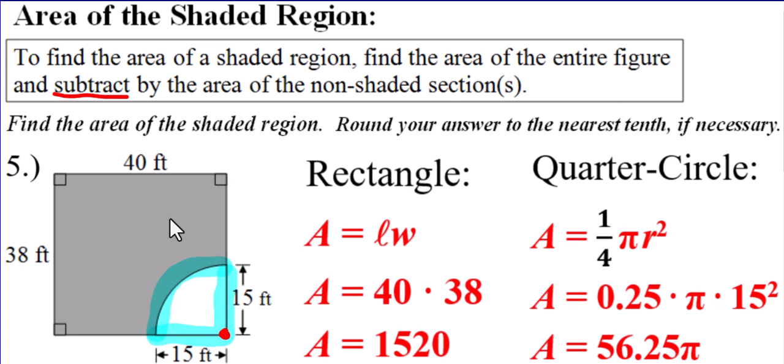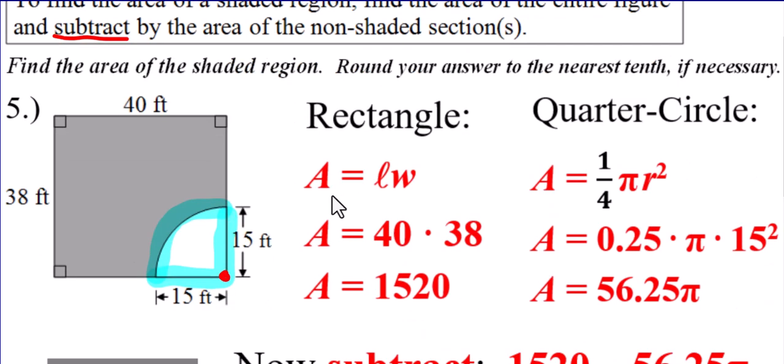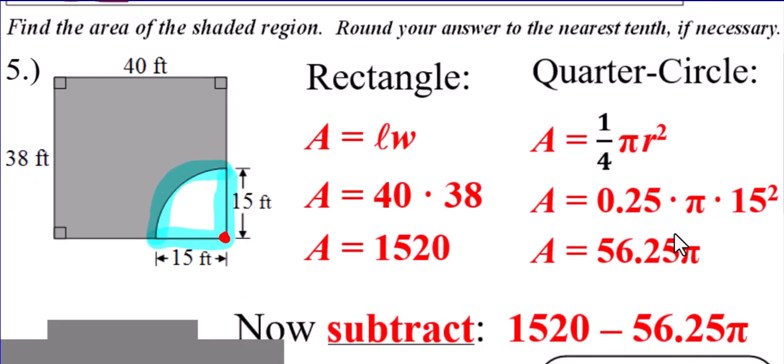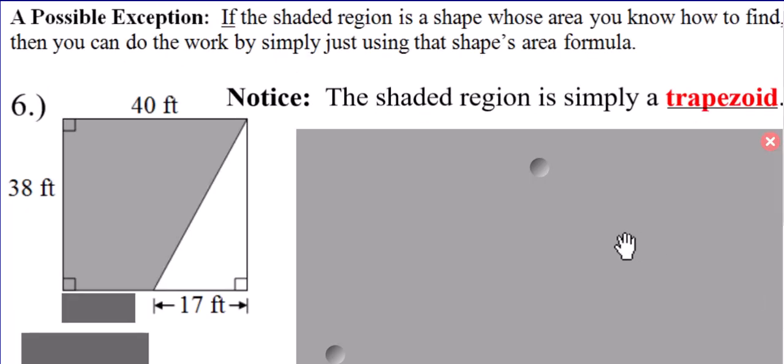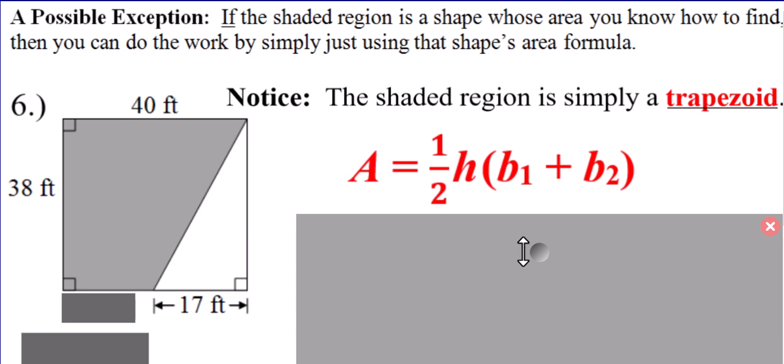I wish there was a name for a rectangle that had a little bite taken out of it, but there is no name for that, and therefore there's no formula for that. That's why I had to do this the longer way. Full area, non-shaded region area, and then subtract. But number 6, we can just use the area formula of a trapezoid.